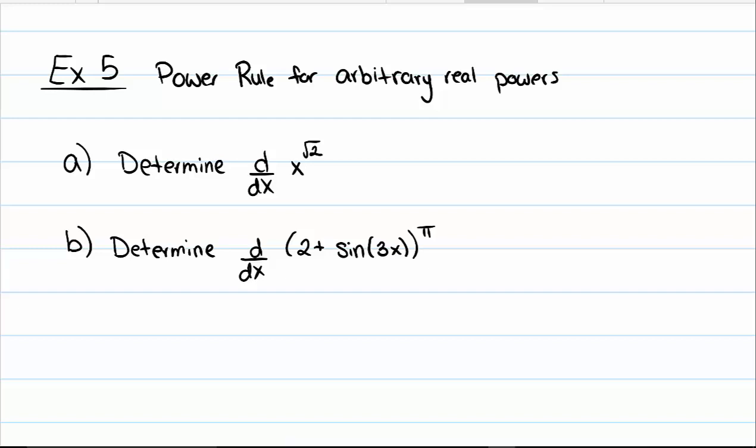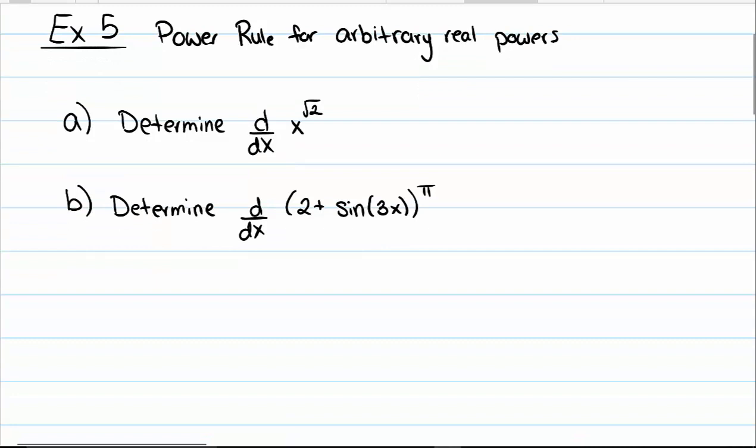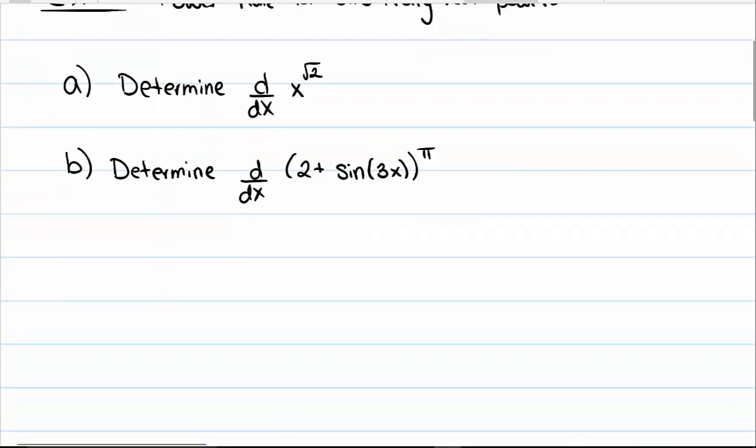Welcome back. Today we are going to look at the power rule for arbitrary real powers. In this video I'm going to show you how to take the derivative when the power is something weird like the square root of 2 or pi, and when subtracting 1 you don't really want to do it without a calculator. It's not that difficult, it's just if you haven't seen it, it could be a little confusing.